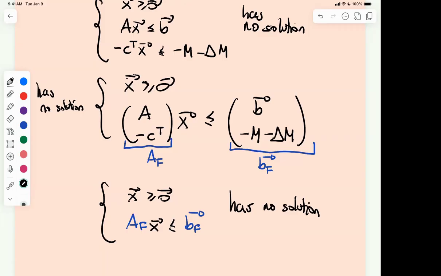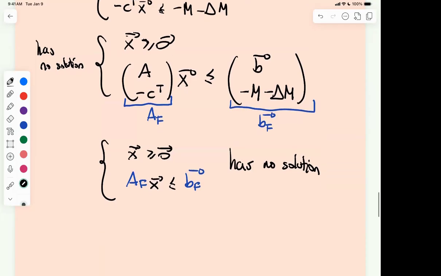Okay. Is that making sense? Okay, and so by Farkas lemma, if this has no solution, what does that mean? That means that this vector can be separated from the cone made by the columns of the matrix. So now we are in option 2 of Farkas. So we're in option 2 of Farkas.